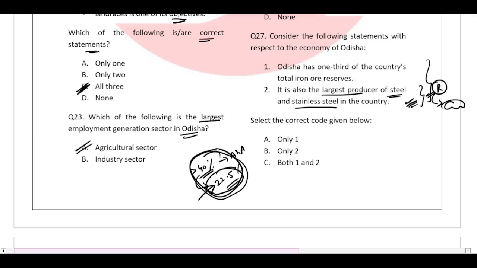Statement number one, Odisha has one third of the country's total iron ore reserves. That is also true. So, which of the following is correct? Both 1 and 2 are correct. So for question number 27, option C is the right answer.